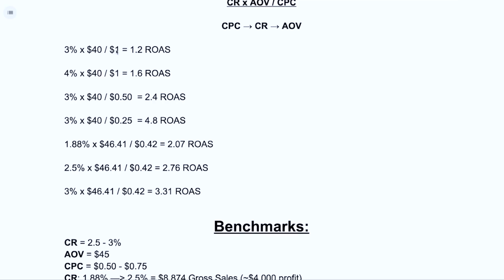But in this case, let's say that we improve the conversion rate. So we take the conversion rate from 3% to 4%. Well, what would that do to our overall ROAS is it would take us from a 1.2 to a 1.6. It's not a bad improvement, but what if we were to do something different? Instead of putting our focus on the conversion rate, what if we were to lower our cost per link click by 50 cents? Well, that would take our ROAS from 1.2 to 3% times $40 divided by 50 cents, which gives us a 2.4 ROAS. So a 50 cent decrease in our cost per click would literally double the ROAS.